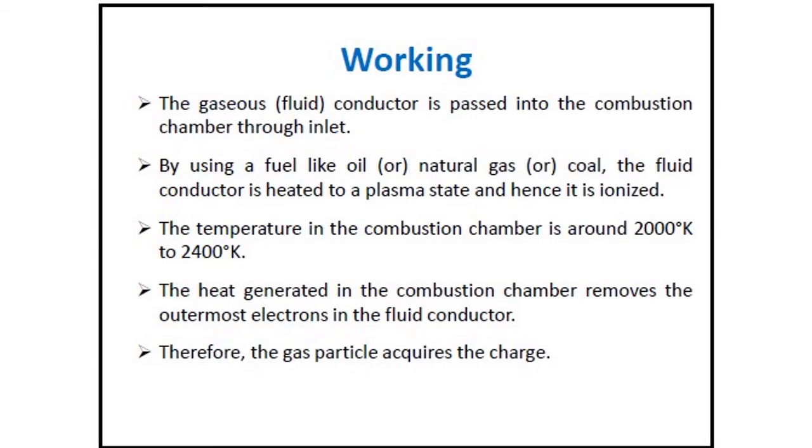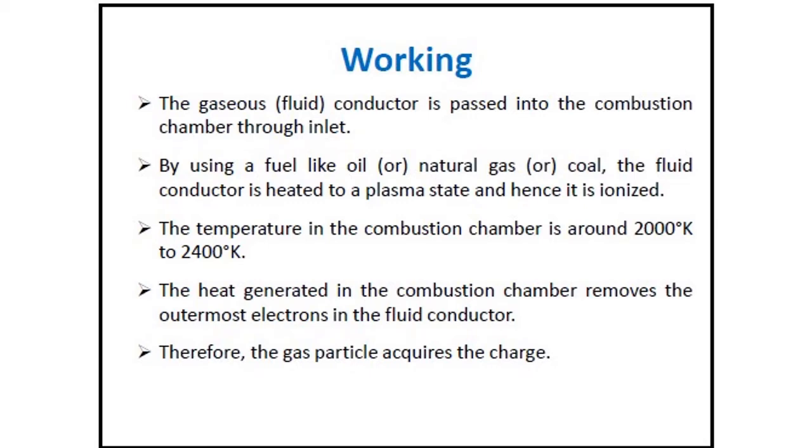That is, the gaseous fluid is passed into the combustion chamber through the inlet, and by using a fuel like oil, natural gas or coal, the fluid conductor is heated to a plasma state, and hence it is ionized. And how is it getting ionized? By using an alkali metal. It is seeded with a small amount of ionized alkali metal, that is cesium or potassium, to increase electrical conductivity and ionization of the gases. In order to get the gases ionized, we are using this alkali metal.